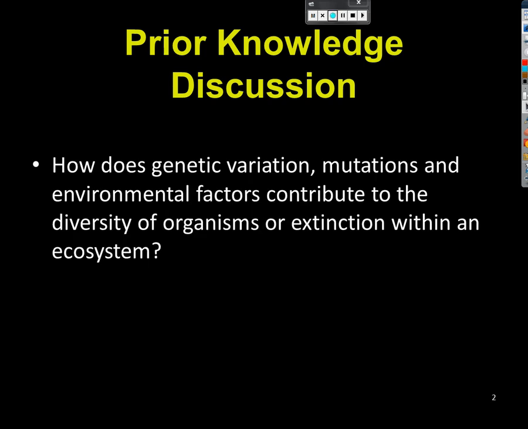Now, some of the things to keep in mind throughout this presentation. Genetic variation, mutations, and environmental factors contribute to the diversity of organisms or their extinction. We call that population density within a particular ecosystem. So we need to think of how genetic variation, mutations, and environmental factors are going to play a role in that.